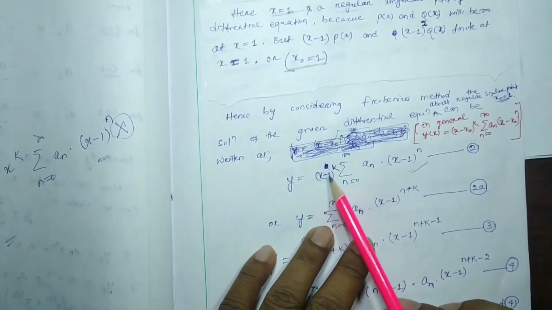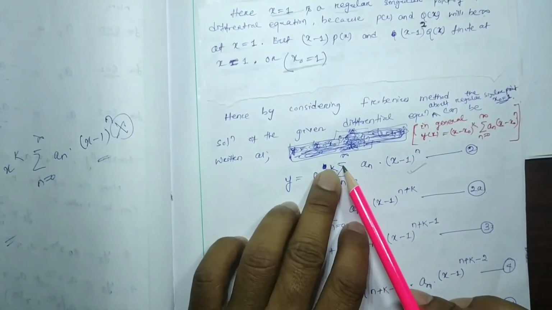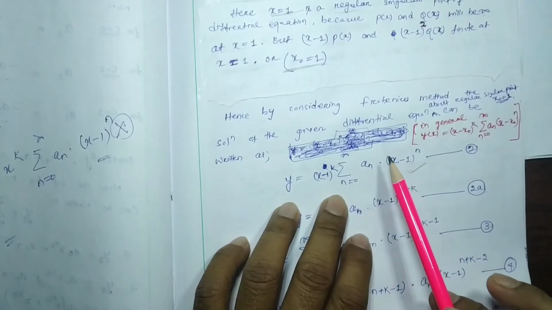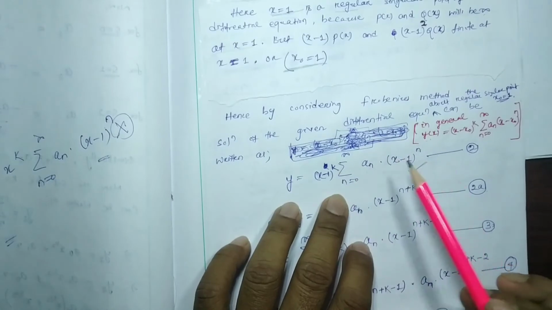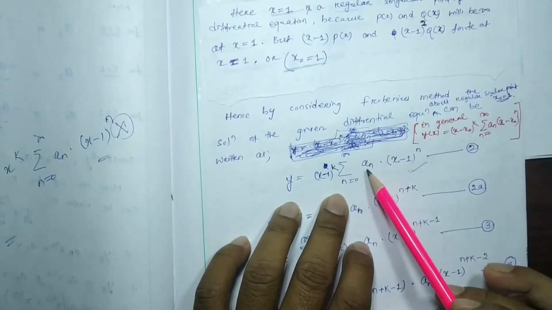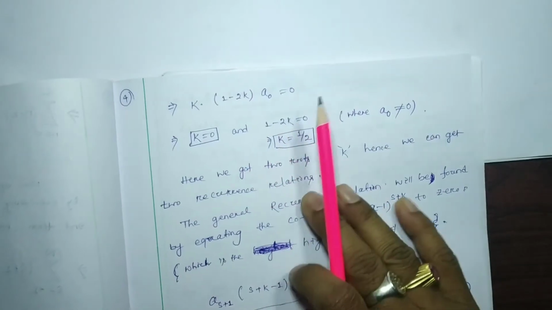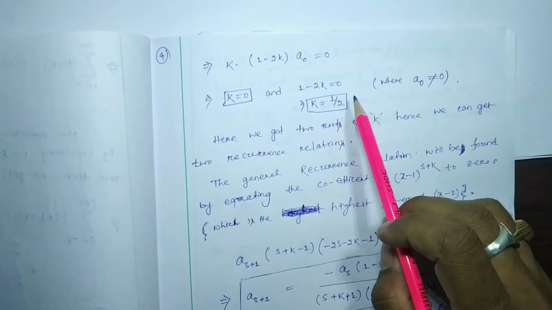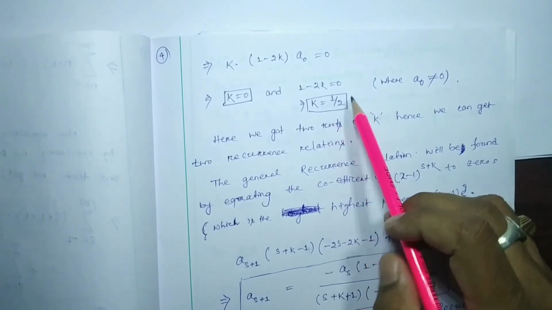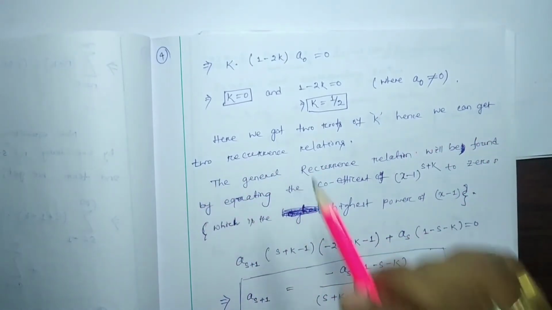Suppose k is 0, then the first term is (x minus 1) to the power 0, so the first term does not cancel if we consider k to be 0. But if a0 were 0, the first term of this solution would be cancelled out. So only for that reason a0 should not be 0. So we found two values of k, that is k equal to 0 and k equal to plus 1 by 2. Here we got two roots of k, hence we can get two recurrence relations.